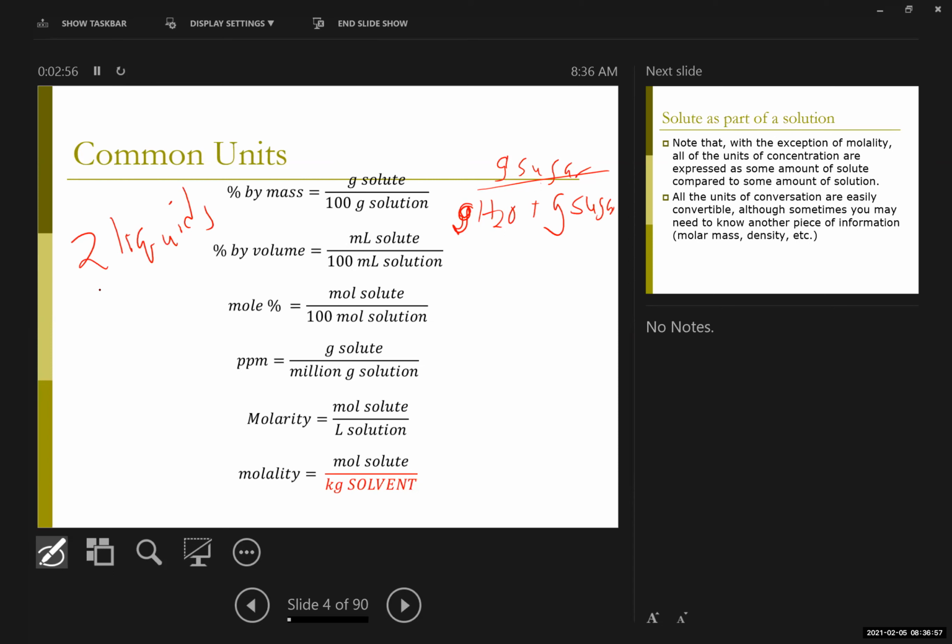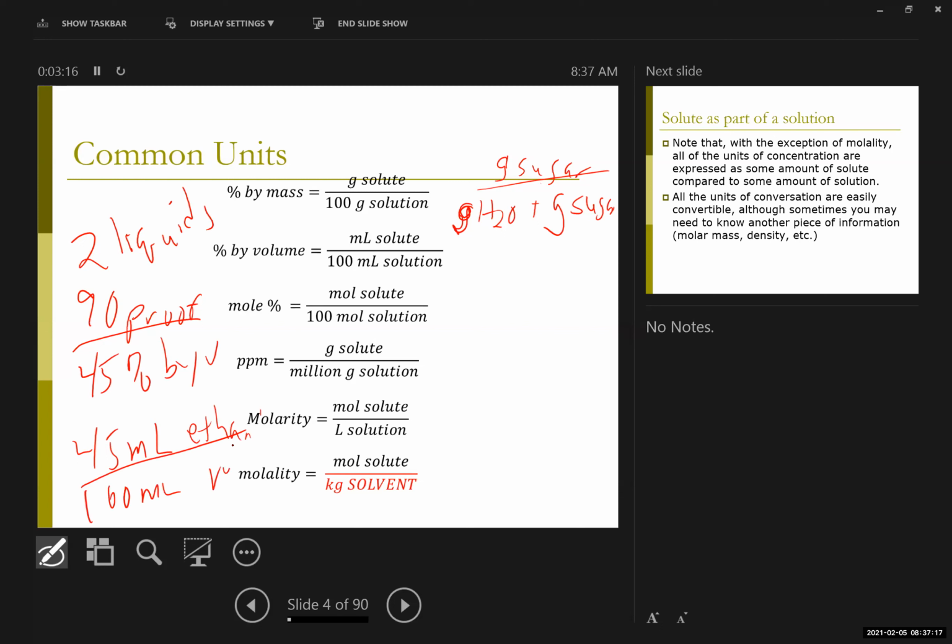In fact, you know, happy freeze fest. If you have 90 proof vodka, right, this is actually 45% by volume, meaning there's 45 milliliters of ethanol per 100 milliliters of vodka. And that's because at room temperature, ethanol and water, which is most of the rest of the 55% of vodka, right? The water and the ethanol are both liquids. All right.